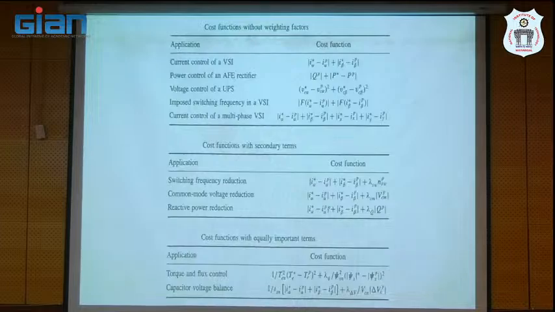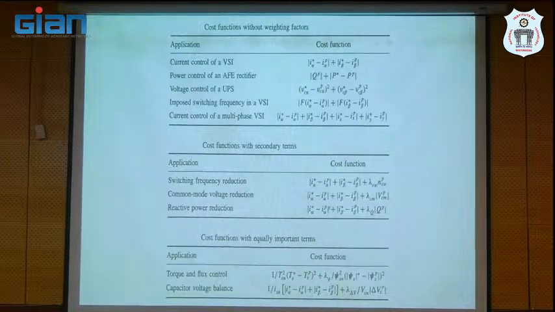Even if you want to improve the common mode voltage, you can add one more objective in the cost function. You can add n number of objectives in the cost function, no issue. But the problem is, you need to take care of the priority.